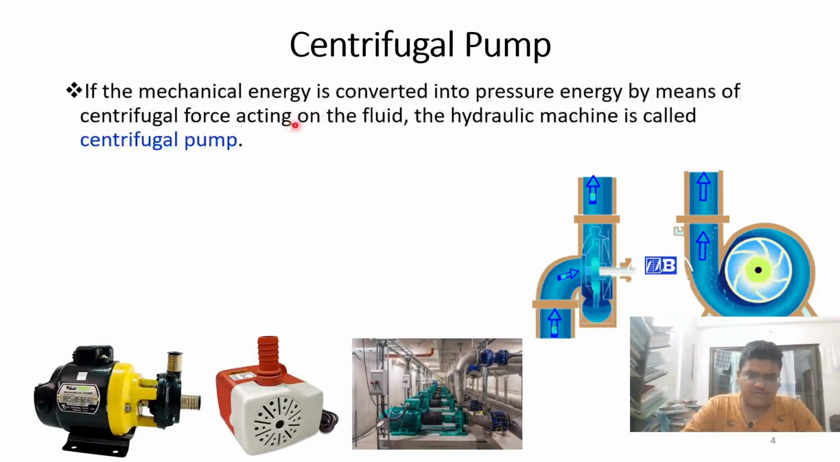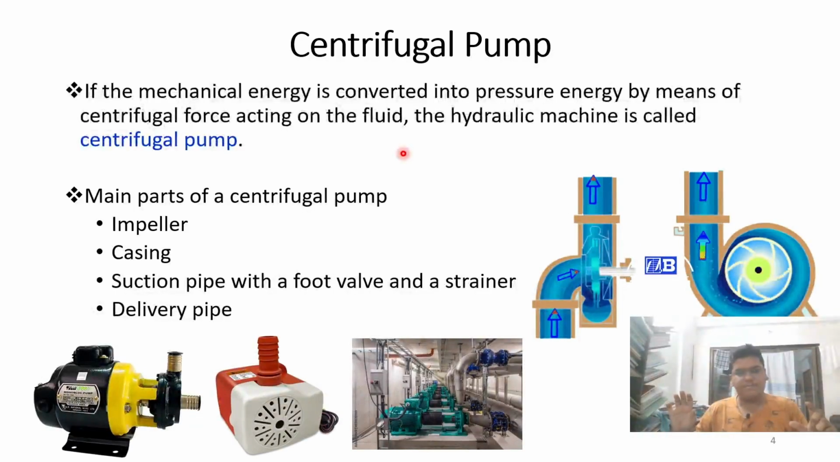By means of centrifugal force acting on the fluid, the hydraulic machine is called a centrifugal pump. Ultimately, if we are using a centrifugal pump to transport fluid from one position to another, we can say that we are using a centrifugal pump. The main parts of the centrifugal pump are the impellers, and the casing, which is also shaped intentionally. Why it is so, you'll know further on.